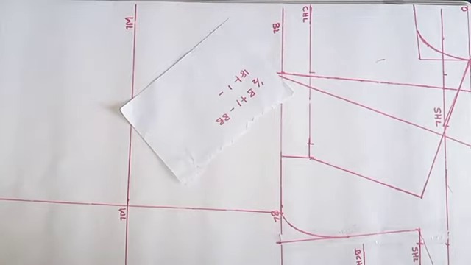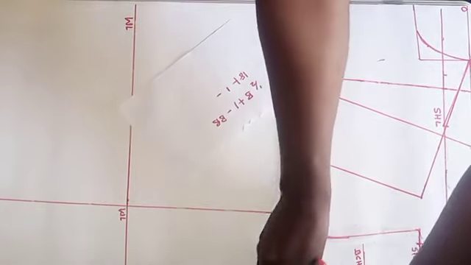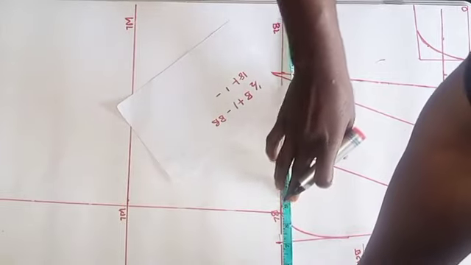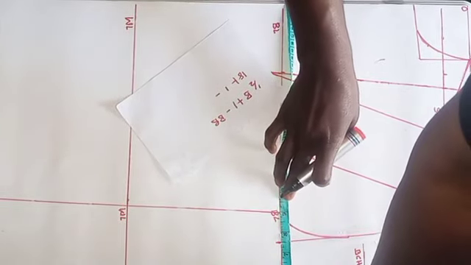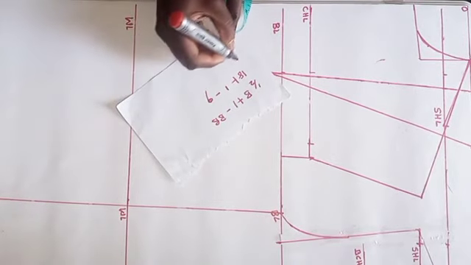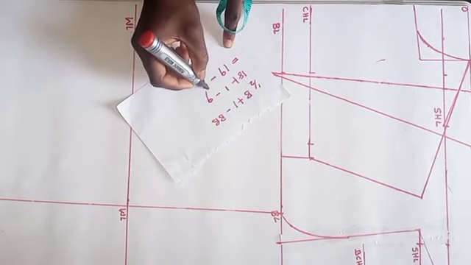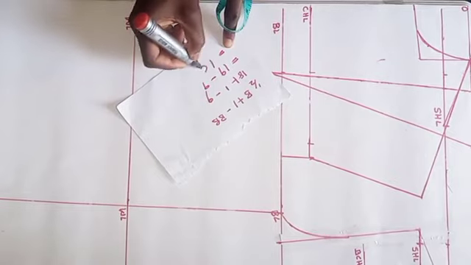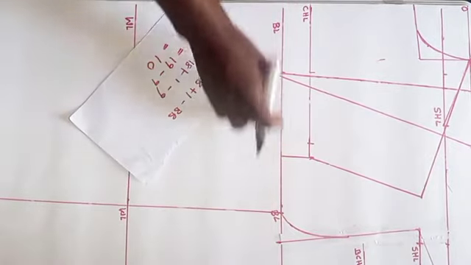So I'm going to be measuring the back bust to see what I have on the back bust. So I have 9 inch on the back. So minus 9, which is going to give us 19 minus 9, which is equals to 10 inch. So I'm going to be inserting the 10 inch on the bust line.